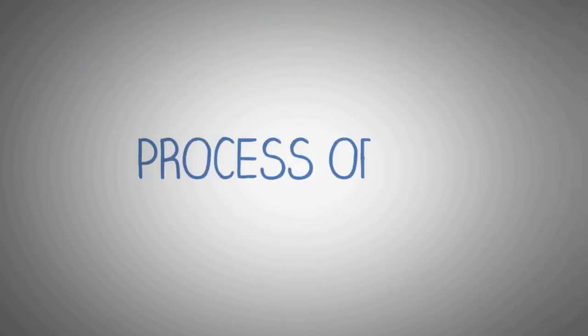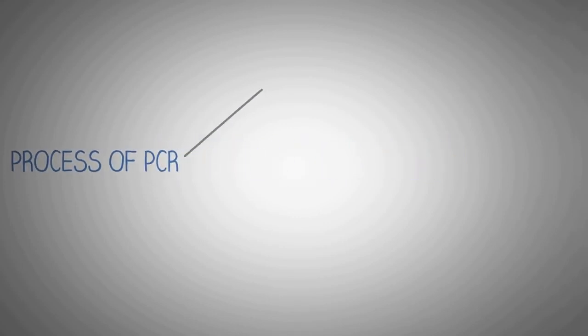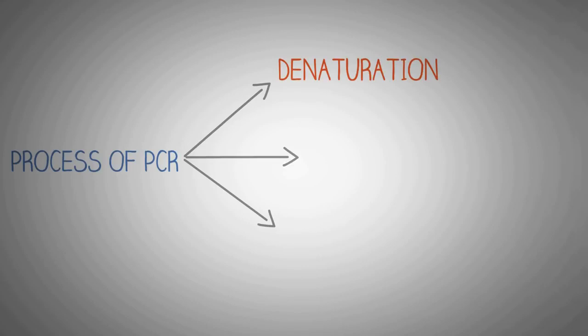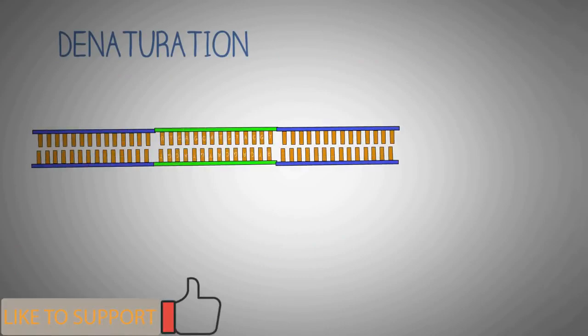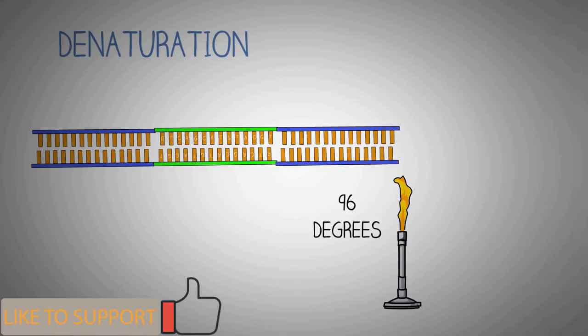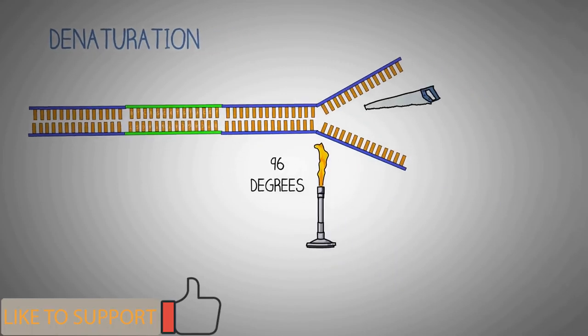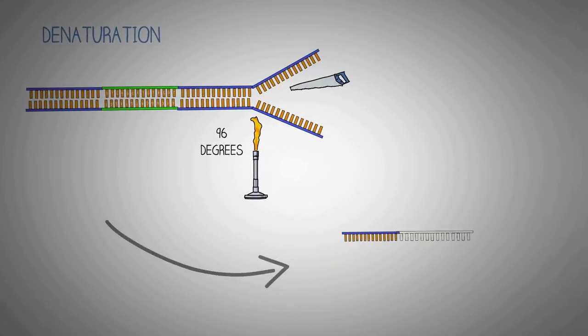Now we will discuss about the process of PCR. PCR involves 3 simple steps: denaturation, annealing, and extension. In the first step of polymerase chain reaction, we raise the temperature of the machine to 96 degrees Celsius. This is done to denature or separate the 2 strands of DNA. So, as a result of this step, we get 2 separate strands of DNA.